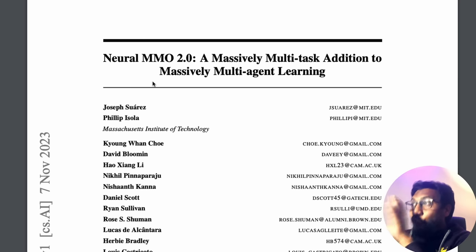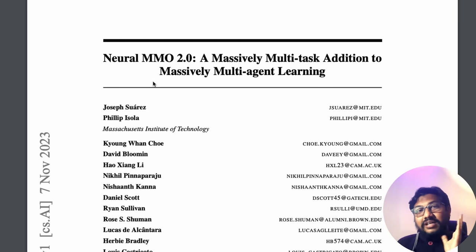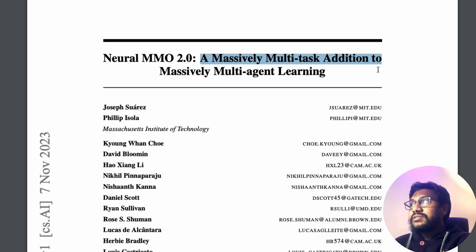But this paper is actually trying something like that. This is Neural MMO 2.0, a massively multitask addition to massively multi-agent learning.